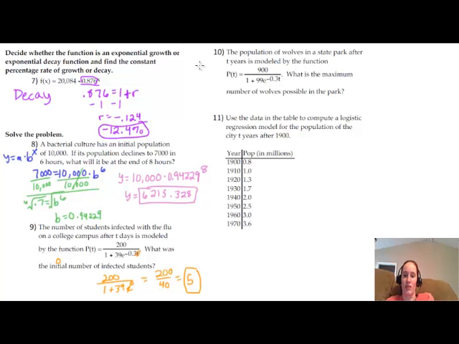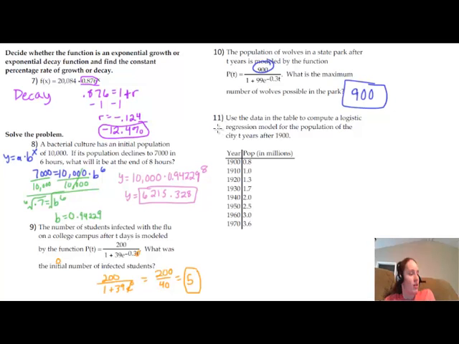Now the next problem is like one of my favorites. What is the maximum number of wolves possible in the park given this function? Why, it's 900. It's always whatever that top number is, because basically that's a horizontal asymptote that our graph is going to get closer and closer to, but never quite get to.